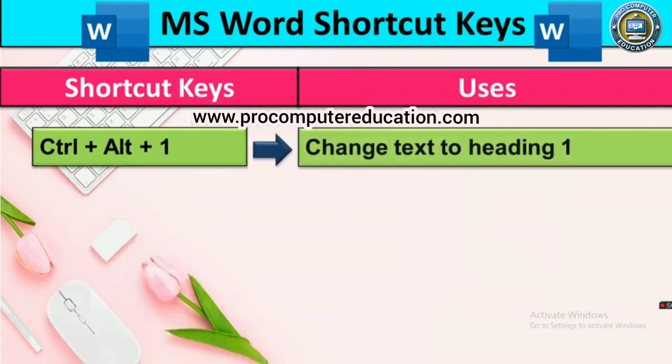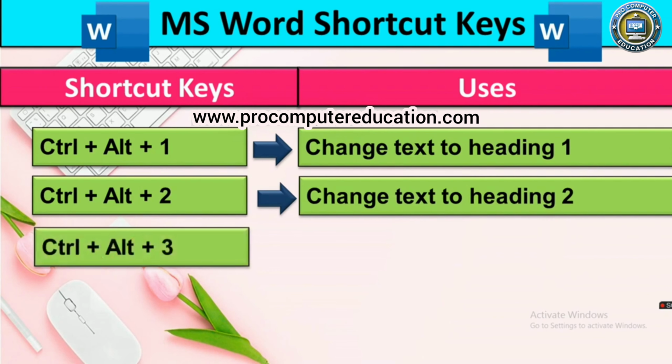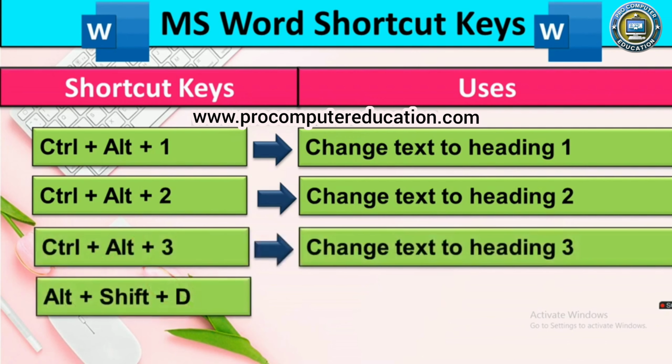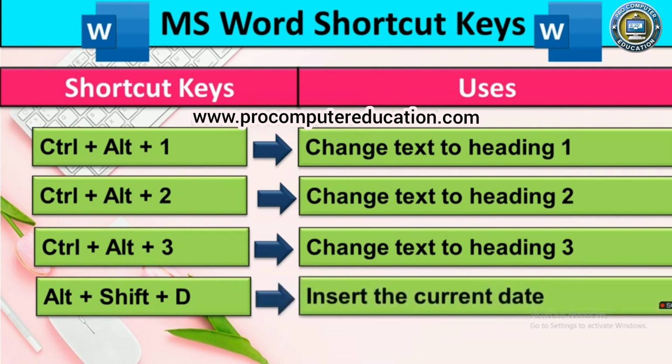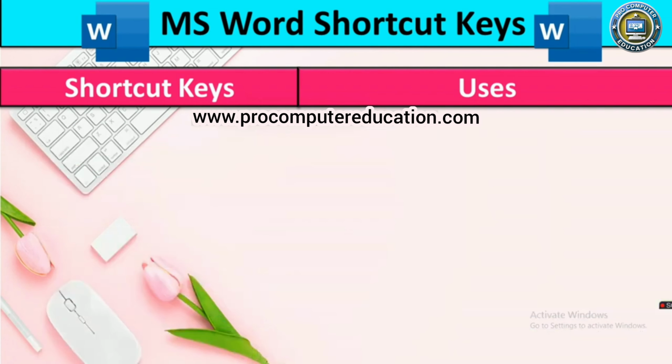Ctrl plus Alt plus 1, change text to heading 1. Ctrl plus Alt plus 2, change text to heading 2. Ctrl plus Alt plus 3, change text to heading 3. Alt plus Shift plus T, insert the current date. Alt plus Shift plus T, insert the current time.